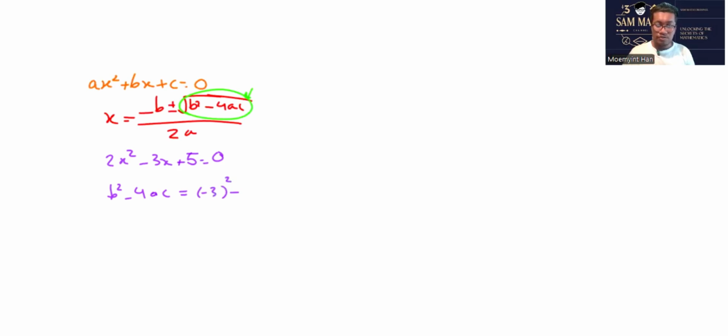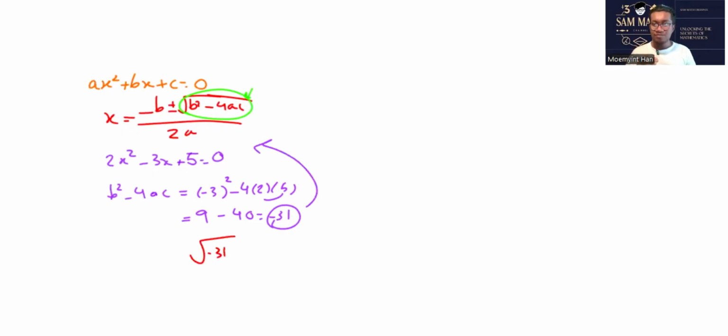A is going to be 2, and then c is going to be 5. So the answer should be 9 minus 40, so it would become something like negative 31. So if we put negative 31 inside the root, it's going to become the root of negative 31.